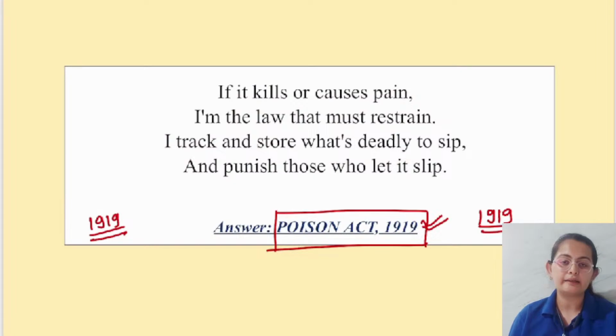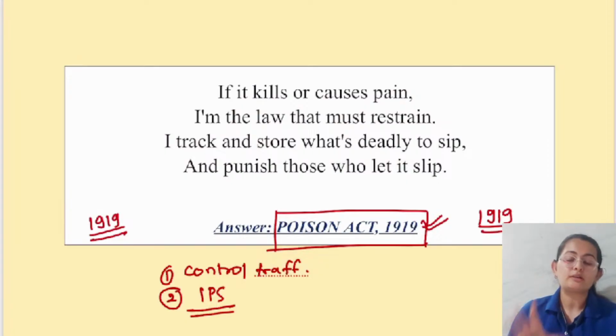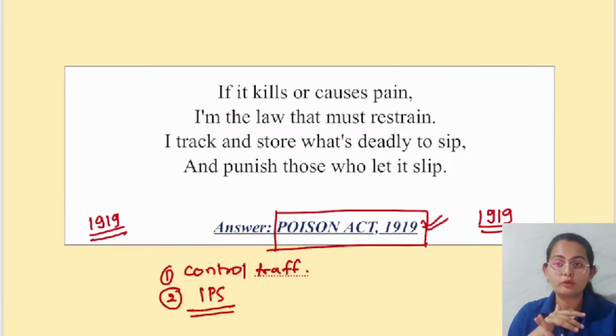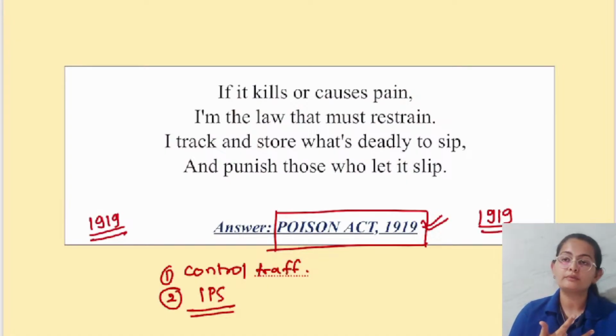Now the objective of this act is to control poisonous substances, the trafficking and the trade of poisonous substances. The objective of this particular act is to control the IPS, that is import, possession, and even the sale. Not just import, not just export. It tries to control which poisons are getting imported, as well as possession and the sale of poisonous substances. So this is the Poisons Act of 1919. Do remember the year and remember the basic stuff behind it. Let us go towards the next act and the next riddle.